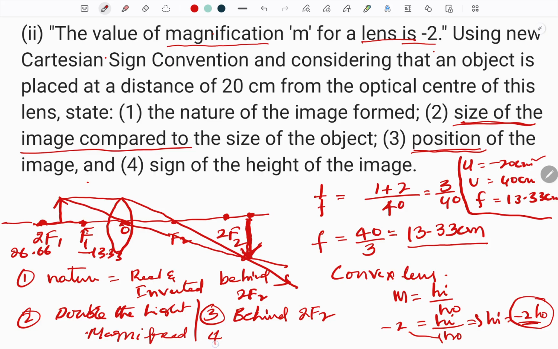Now the fourth one here is the sign of the height of the image. That means, see, this is an inverted image. Inverted, that gives a negative sign convention.